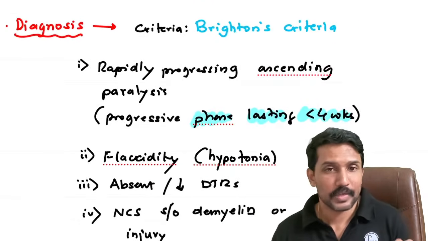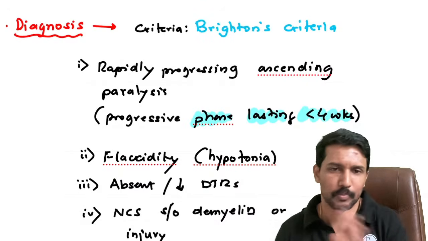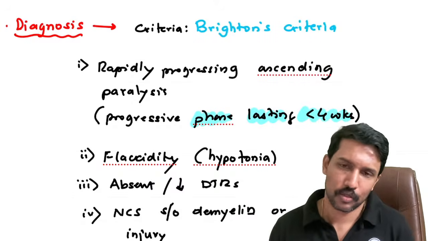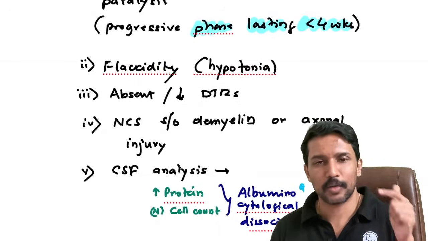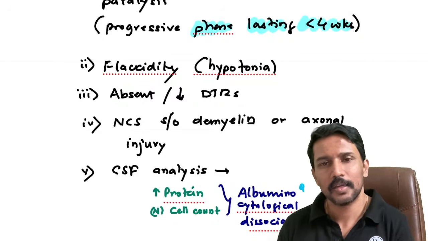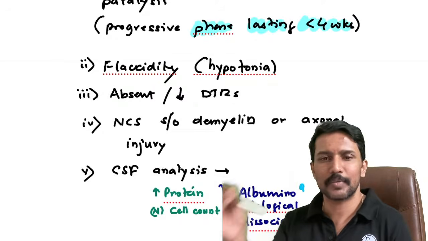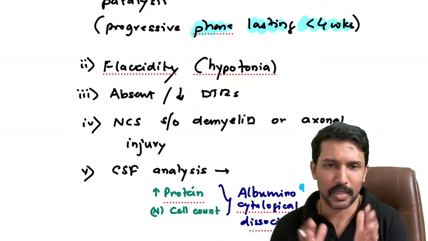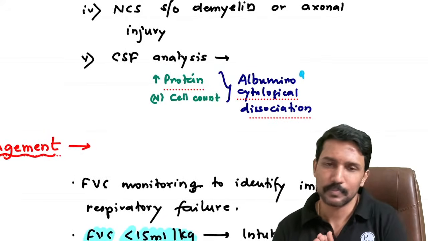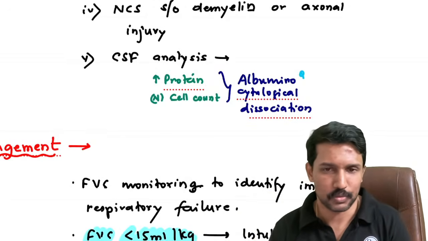So for diagnosis, we are following Brighton's criteria, 3 clinical and 2 lab parameters. Clinical is the history, rapidly progressing ascending paralysis, loss of reflexes, loss of muscle tone. Lab is nerve conduction study, either proving there is demyelination or axonal injury. In AIDP, you will get demyelination. In AMAN, AMSAN, you get axonal injury. In Miller-Fisher, it is predominantly demyelination. Some degree of axonal injury can be there. It's mixed. CSF is the second lab parameter. Increase in protein, but not much increase in cell count. We call it albuminocytological dissociation.